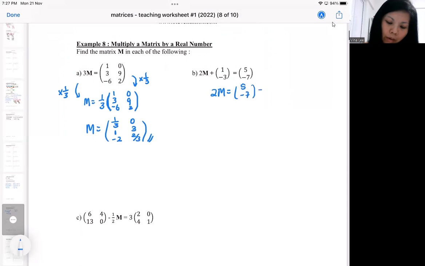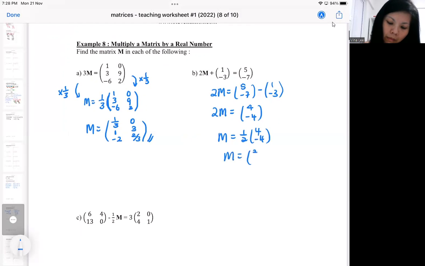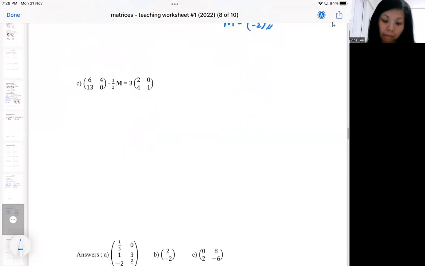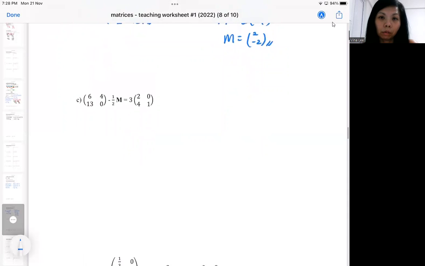I'm going to shift one of the matrix over first. And I'm going to simplify the subtraction first before I multiply half on both sides. So essentially, it's very easy. So it's just very subjected to careless mistake.